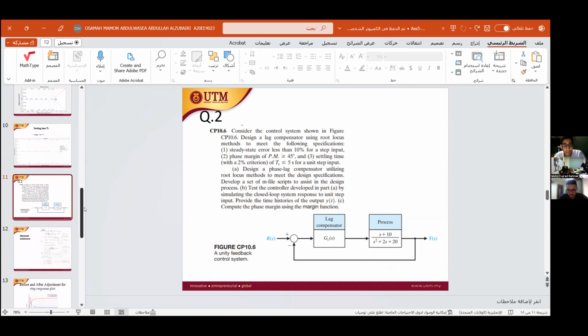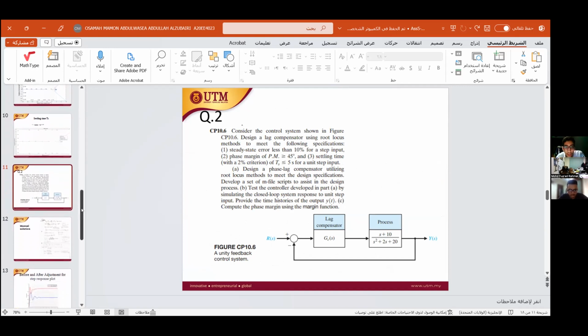For my question, it asks to get a lag compensator using the root locus method to meet the following criteria: a phase margin greater than 45 degrees and Ts of less than 5 seconds with a steady state error less than 10%. Next slide.